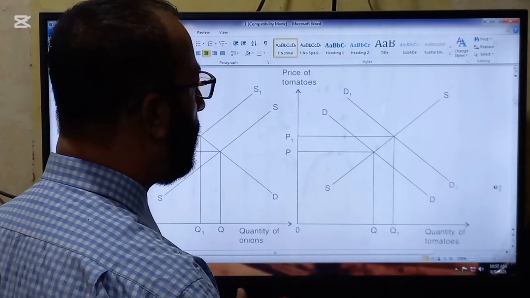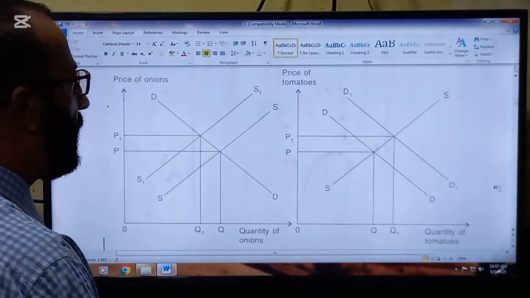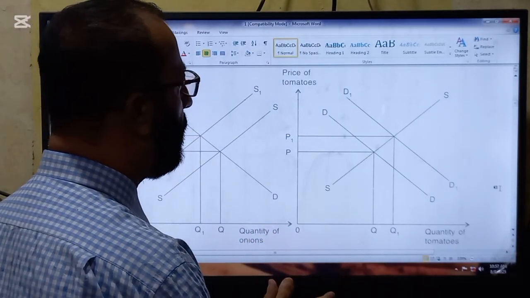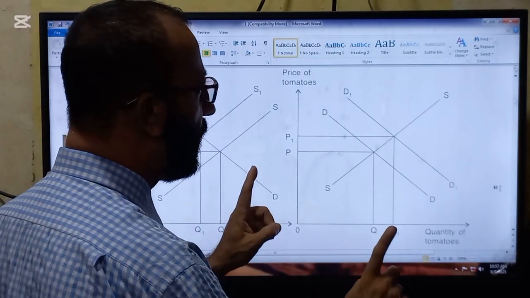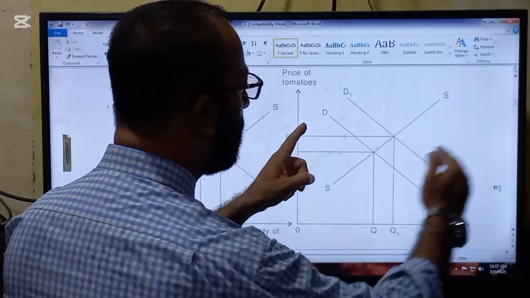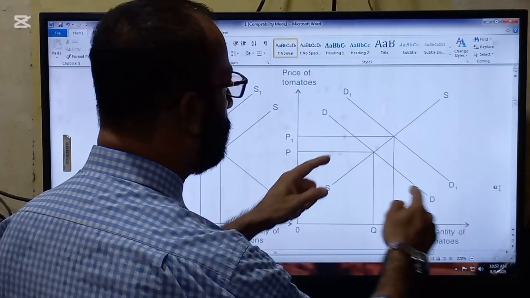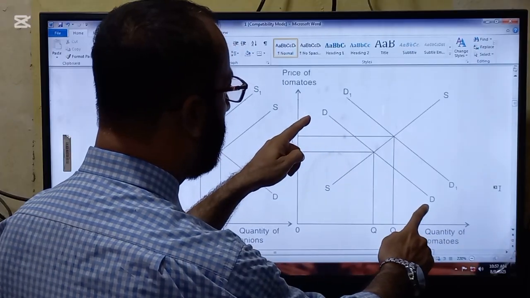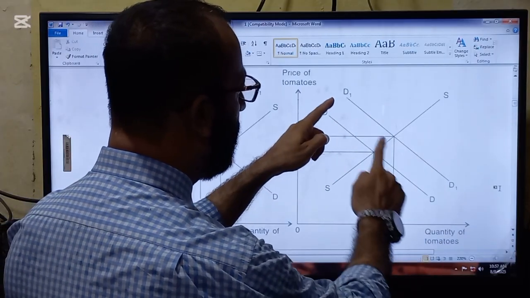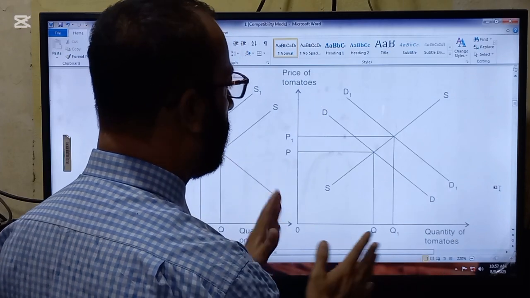Because of the rise in the income of the urban areas, people are demanding more tomatoes, so it means there is an increase in demand, so the demand curve will move towards the right or outward. This is the original demand curve, that is Dt, so the demand curve will move towards the right, so D1 will be the new demand curve.